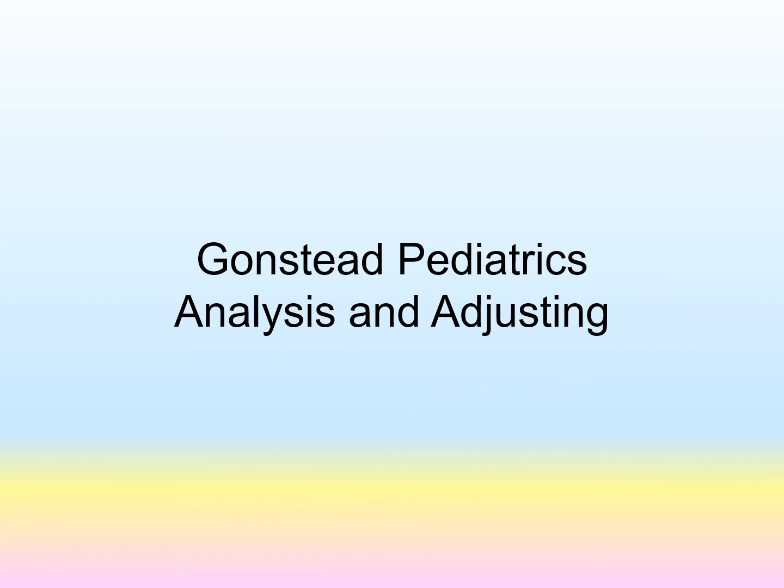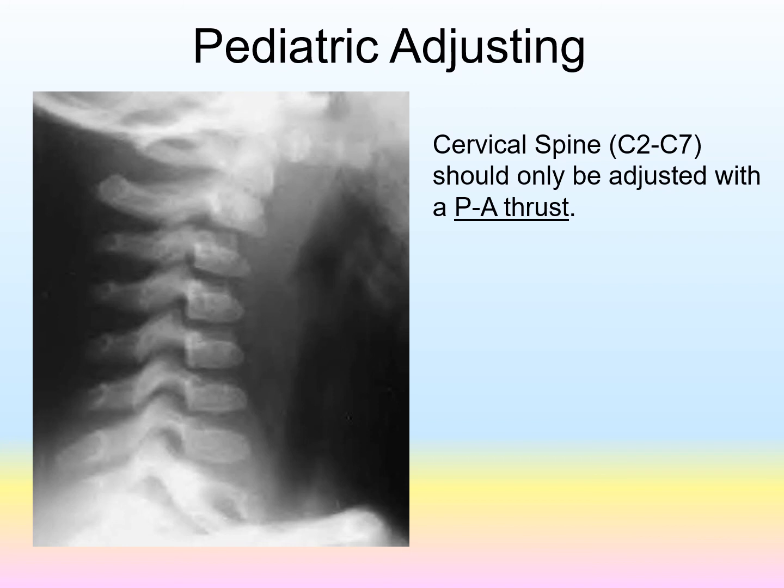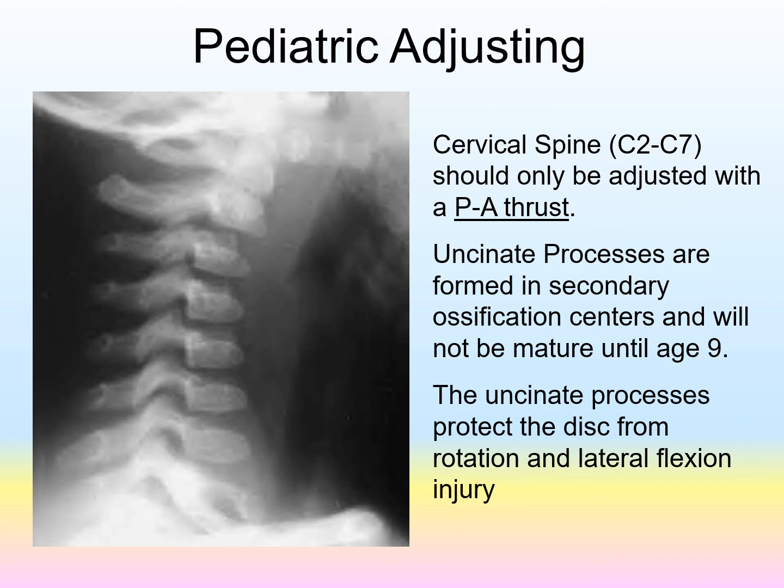Now we're going to move on to Gonstead pediatric analysis and adjusting. Pediatric adjusting, in particular the cervical spine. When we adjust the cervical spine in Gonstead for infants and young toddlers, we are only going to use a P to A thrust when doing this adjustment. This is because of the angle of the facets. And because the uncinate processes are very immature, we do not want to stress them or put any rotation into them when we're adjusting. So we primarily use our P to A adjusting.